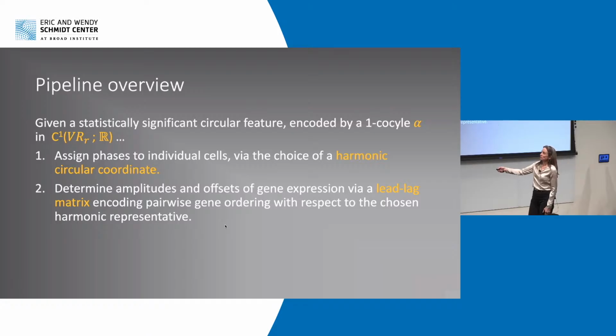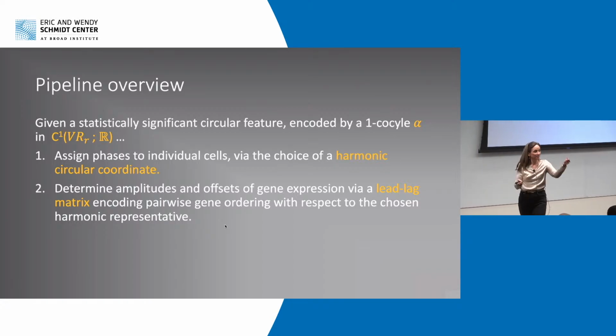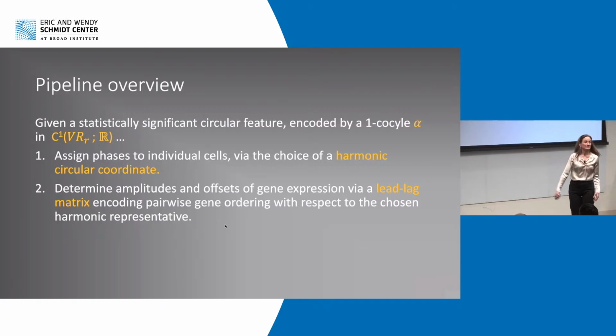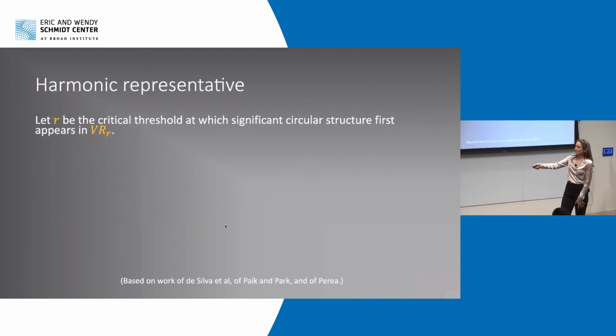And then, once we've done that, we're going to be able to now look at the gene expression and figure out which gene is leading which gene in the process and what the phase difference is between them and the amplitude and so on. And for that, we're going to need more geometry. But to do either one of these stages, we need to introduce some geometry. So what is the story of harmonic representatives?